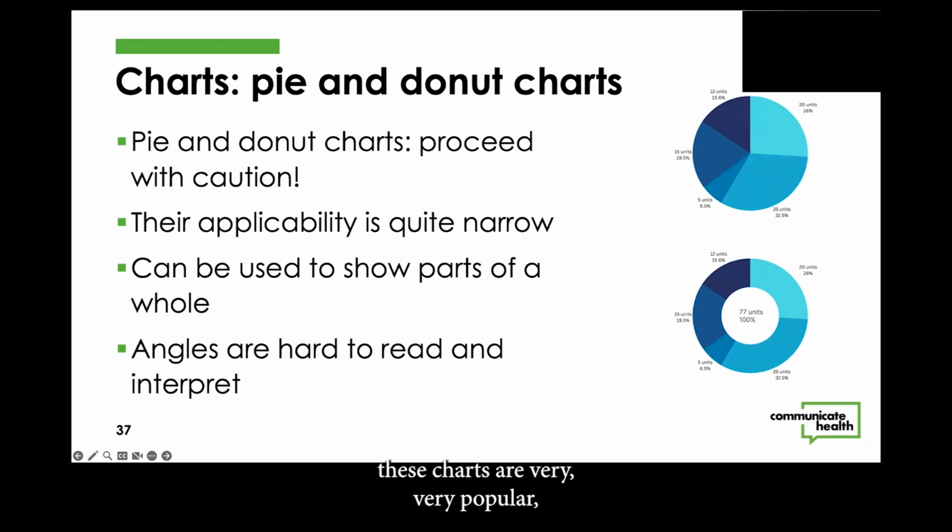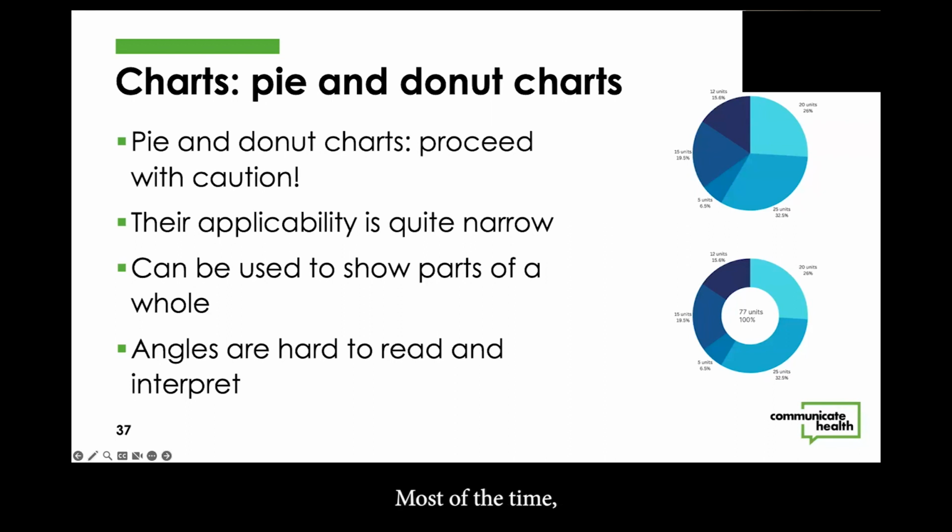And like I said, these charts are very, very popular, but they are actually quite hard to get right. There's a few reasons for that, but one of the big reasons is that the only thing pie charts are particularly good at is to show how parts of a whole add up to 1 or 100%. So if something is a whole, how is it sliced up and how are the different pieces combined to make that whole?